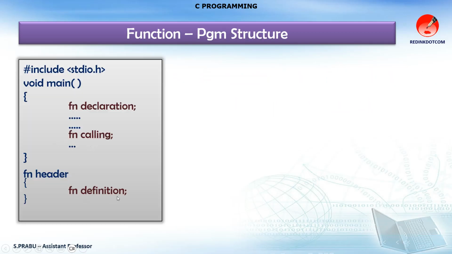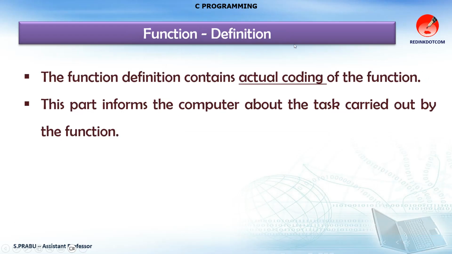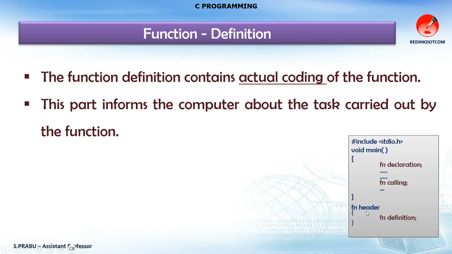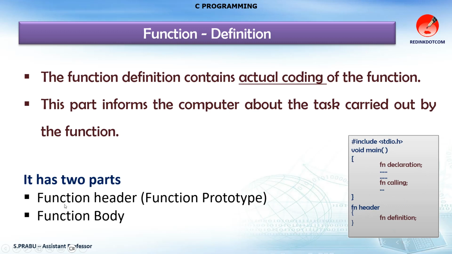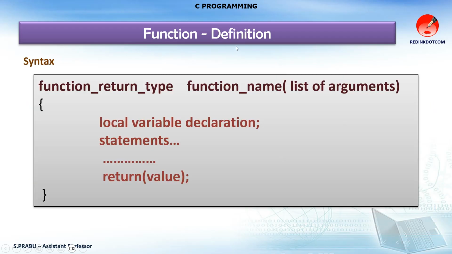The last part is function definition. Function definition is nothing but the actual coding of the function. It is a collection of statements to achieve a particular task. The function definition contains two parts. One is function header, second one is function body. Function header is also called prototype of the function. This is the syntax for function definition.